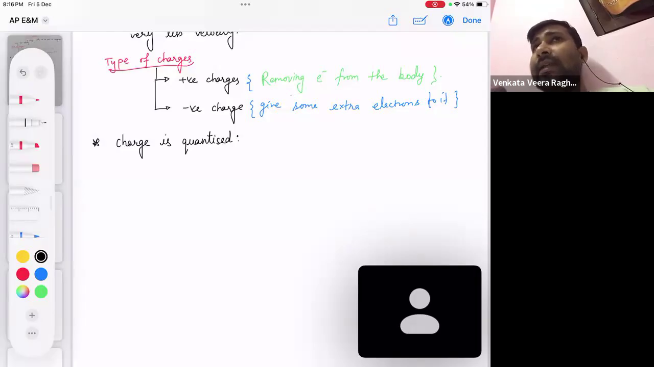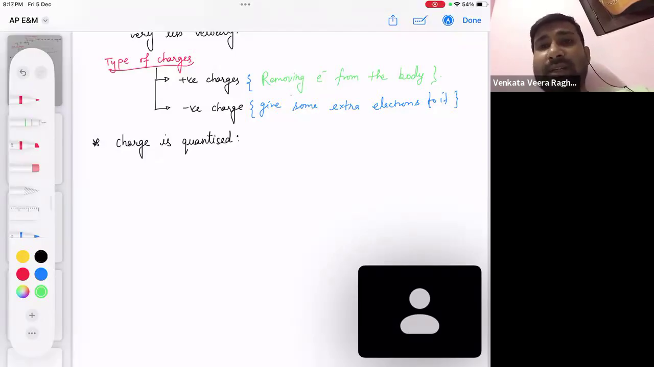Isn't it? Either I give 1 electron to the body or 2 electrons or 20 electrons. Can we give 19.5 electrons to a body? No. And we cannot remove 13.6 electrons from a body, right? If I am giving electrons to the body or removing electrons from the body, it should always be in the integral multiple of the charge of electron. That is the meaning of charge is quantized.